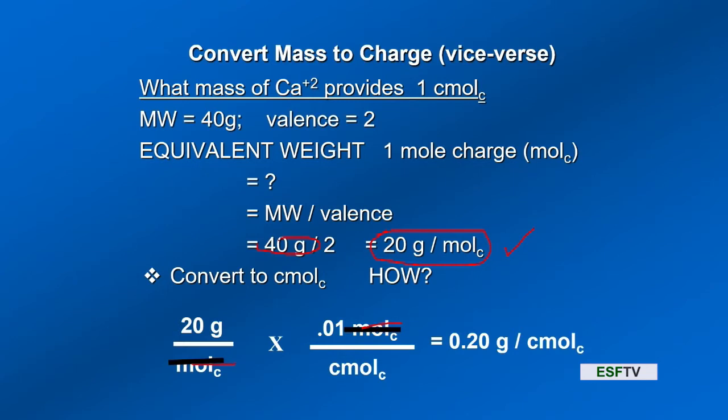We took the molecular weight, divided by the valence, and then took that times 0.01, or we divided by 100, whether you're a numerator person or a denominator person.